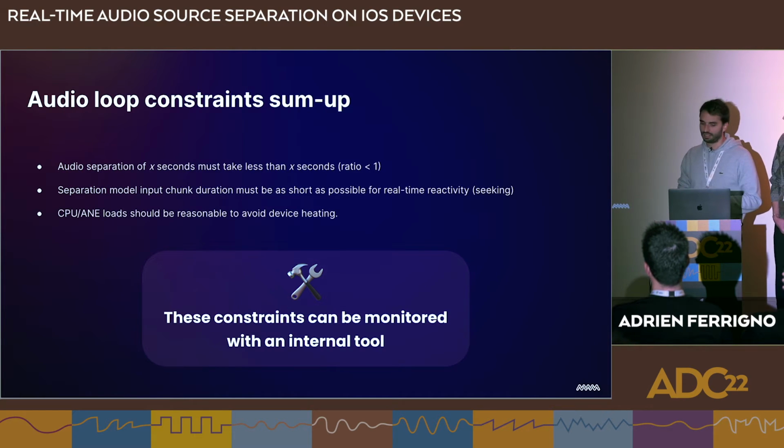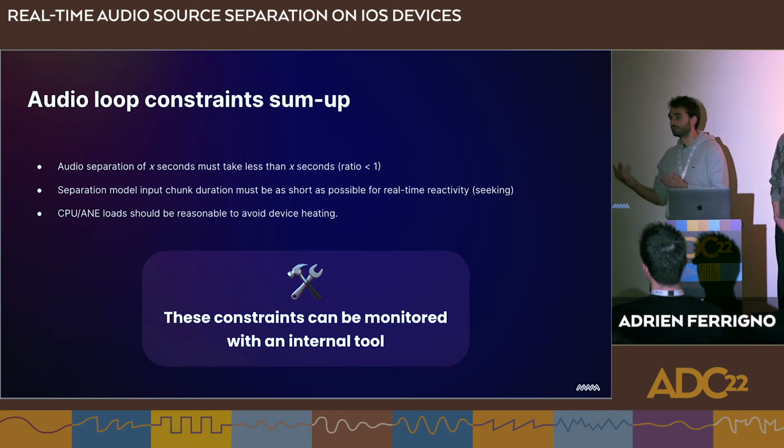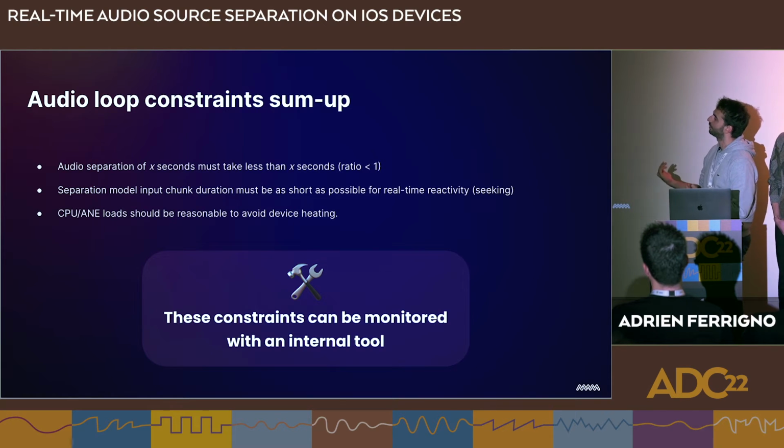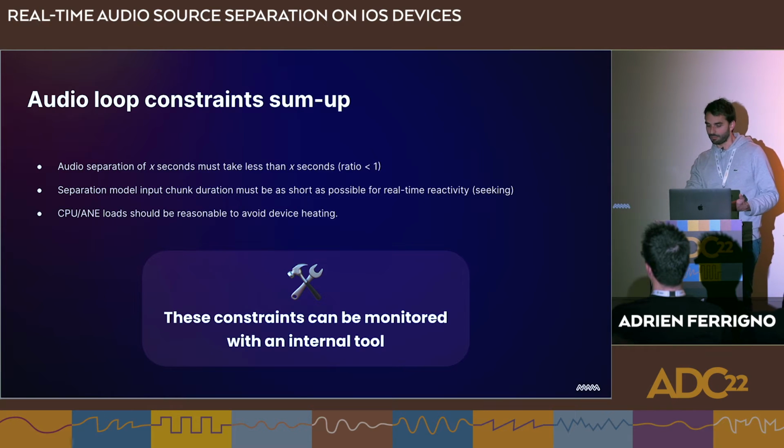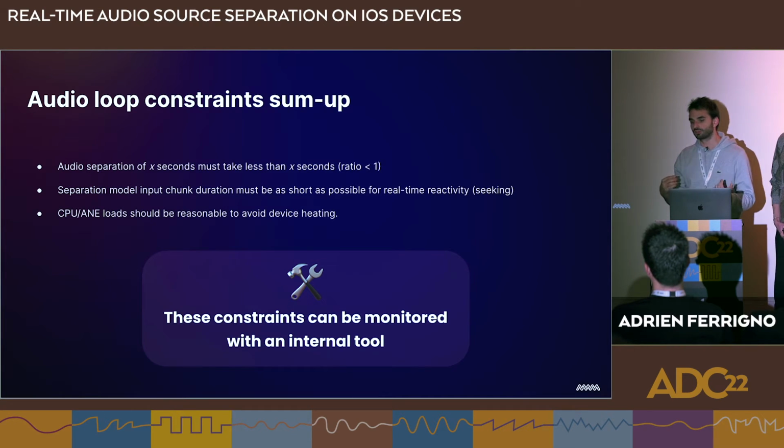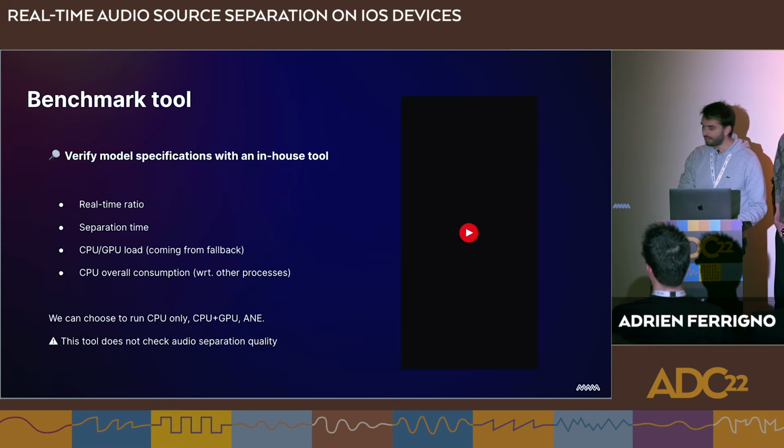So we needed a tool to monitor all these constraints. Whenever Clément made a model, we needed to see the data for each of these constraints, and this is why we built an app. We built an in-house benchmark tool, which is an app, and I will describe it in the next slide.